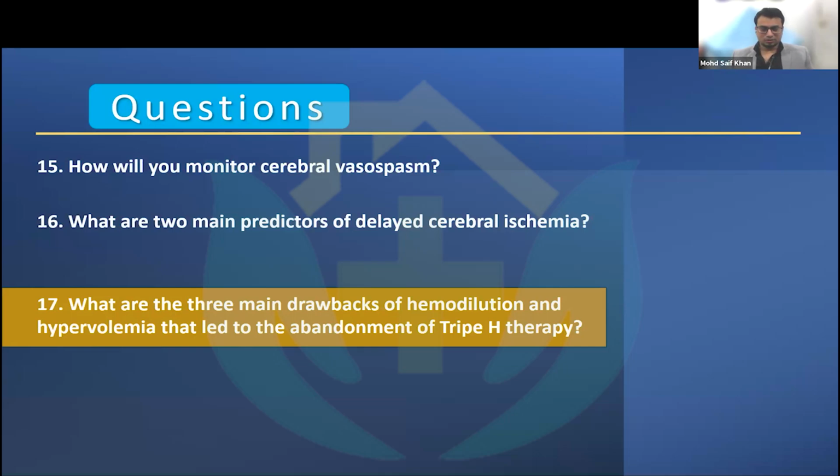No outcome study has shown benefit of triple H therapy. So there was no benefit, lack of efficacy, and higher mortality. They could show the mortality was higher with triple H therapy. Only induced hypertension was kept, and hemodilution and hypervolemia were omitted from triple H therapy. What we practice is just inducing hypertension after clipping or coiling has been done.